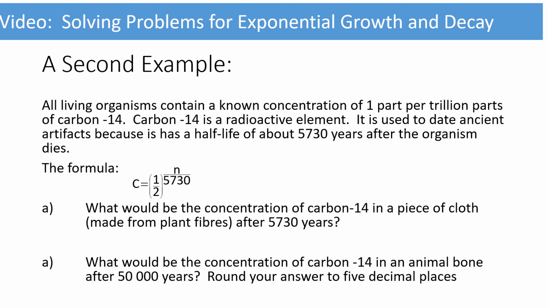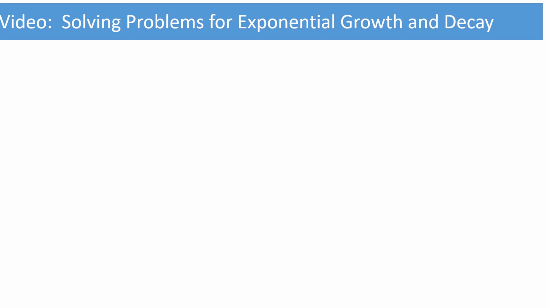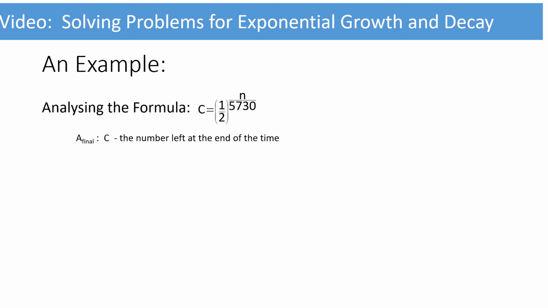Now, let's say we measured an animal bone, perhaps a dinosaur. What would be the concentration of carbon-14 in this animal bone after 50,000 years? Round your answer to 5 decimal places. Interesting. So we'll take the first one. C is our final amount. Our initial amount is 1 because we weren't given that value, so indirectly we know it's 1.